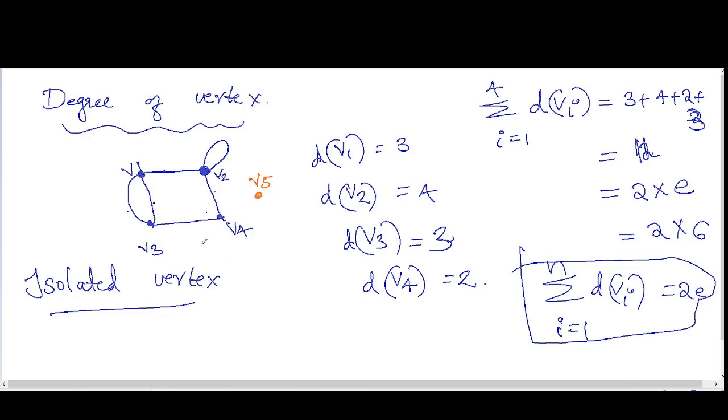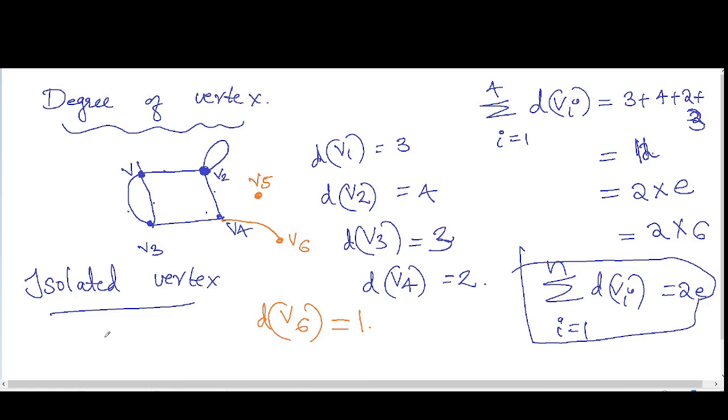Similarly, we can define a pendant vertex also. Suppose here is a vertex V6 and there is an edge like this. Then what is meant by a pendant vertex? Pendant vertices are vertices with degree 1. Here you can see that the degree of V6 is 1. Such vertices are called pendant vertices.